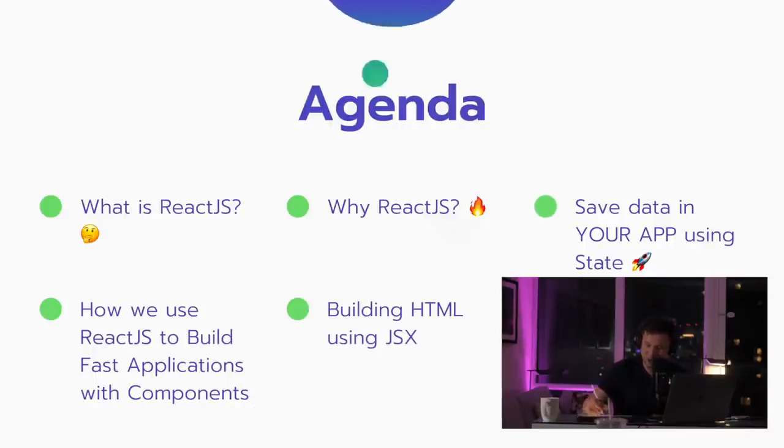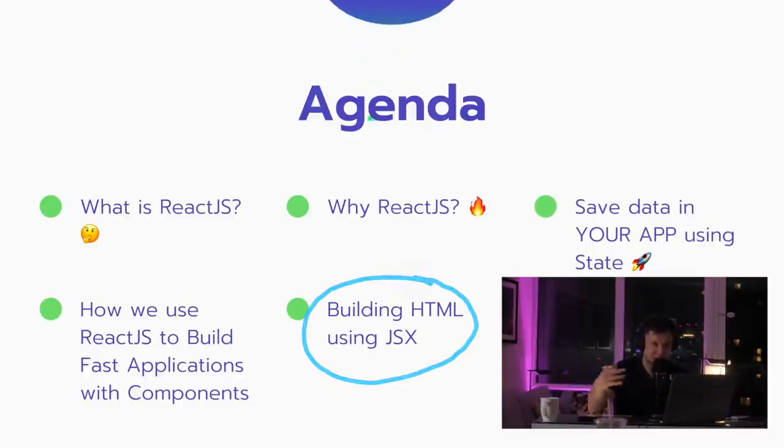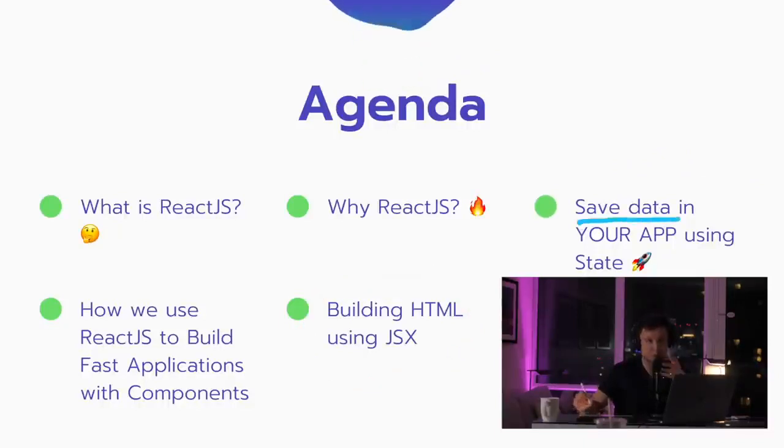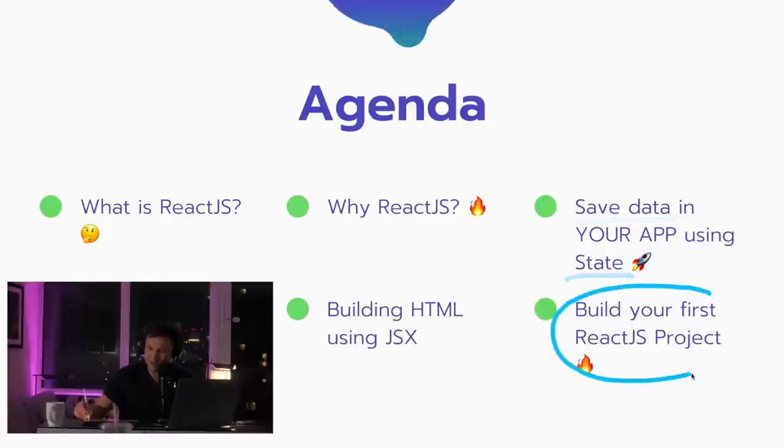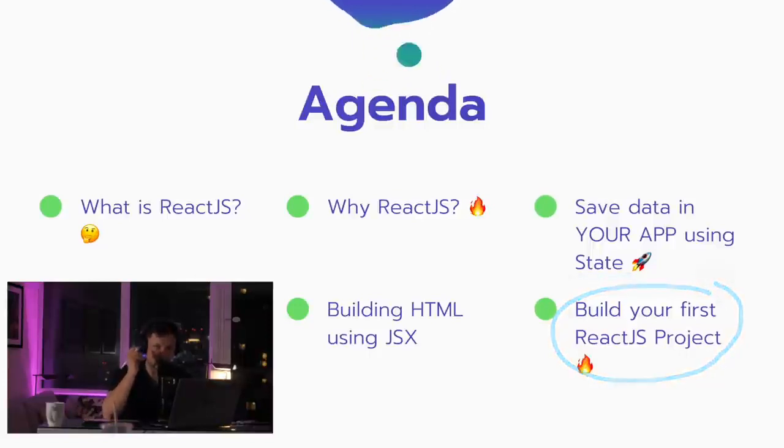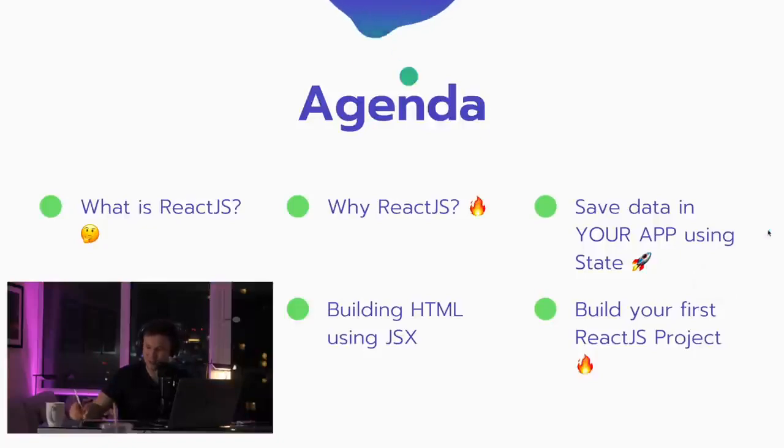We will talk about how to build HTML using something called JSX, which is very particular to React.js. Also, we'll talk about how to save data. One of the most important things, of course, is saving data in your application using something called state. Again, a new topic you might know. And we will even build your first React.js project. Let's get into it real quickly.